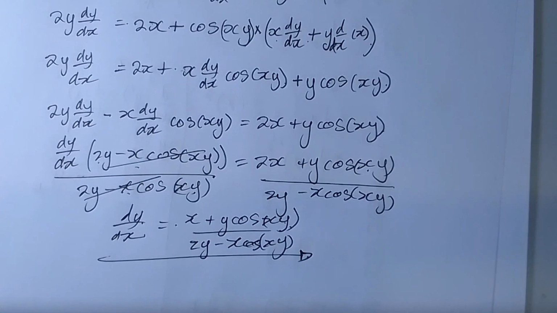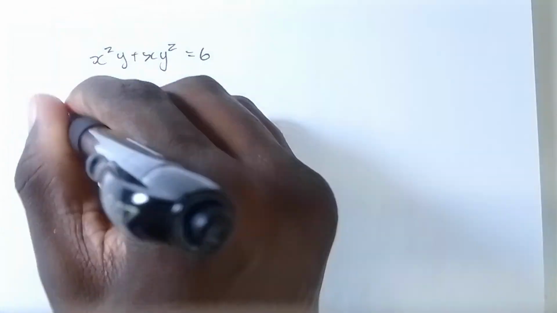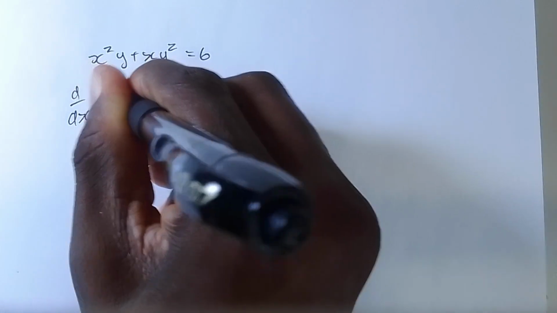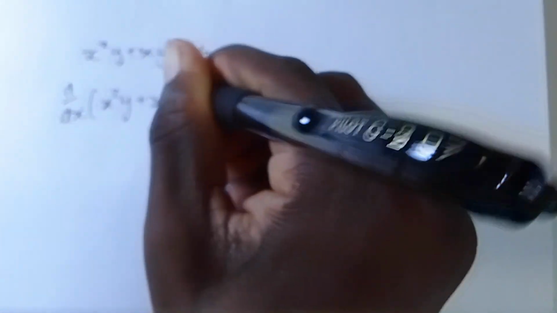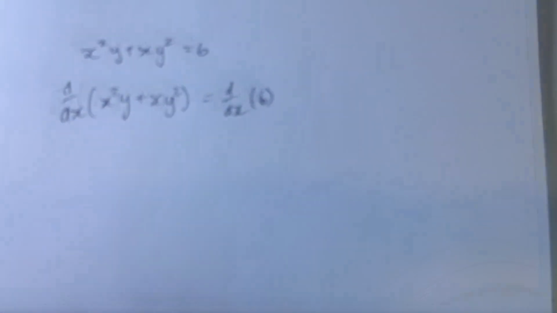So let's go to another question. The next question says we should find the derivative of x squared y plus x y squared is equal to 6. For the derivative here, once again, you find the derivative of this side, d on dx of x squared y plus x y squared is equal to d on dx of 6.